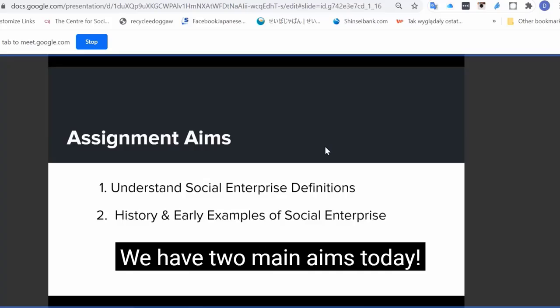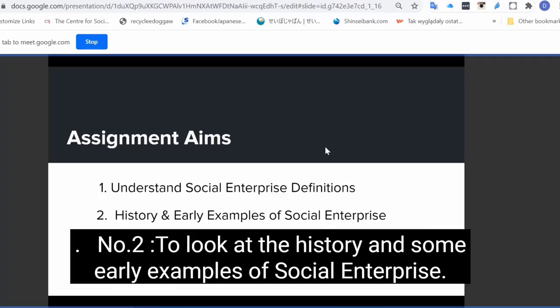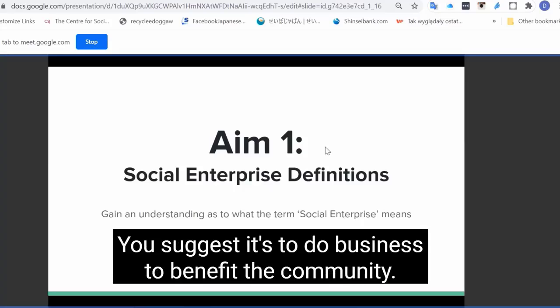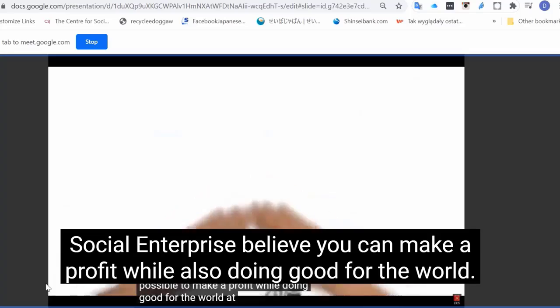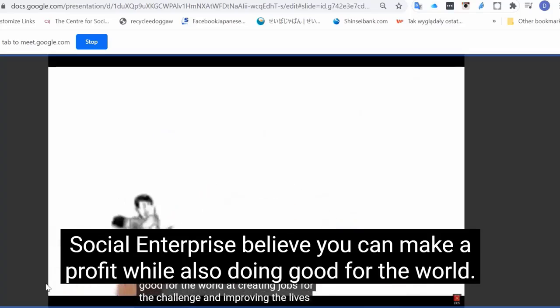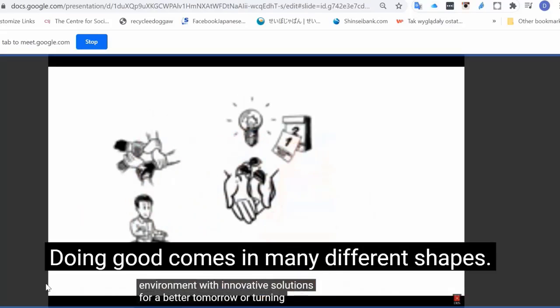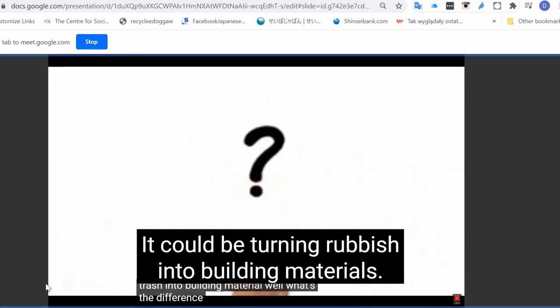We have 2 main aims today. Number 1, to understand the various definitions of social enterprise. Number 2, to look at the history and some early examples of social enterprise. So we'll start off by defining what social enterprise means. You suggest it's to do business to benefit the community, and that's exactly what it is. Social enterprise believe you can make a profit while also doing good for the world. Doing good comes in many different shapes. It could be turning rubbish into building materials.